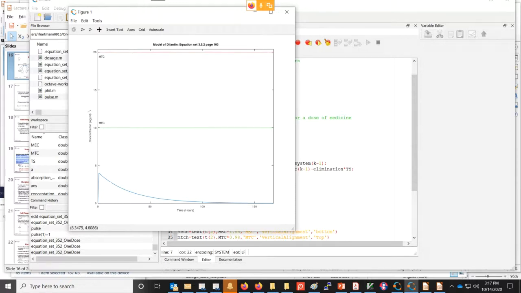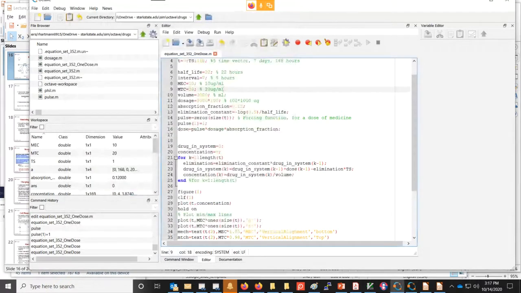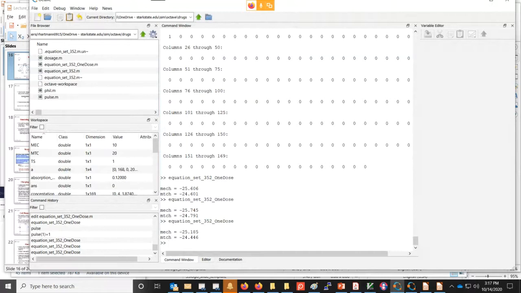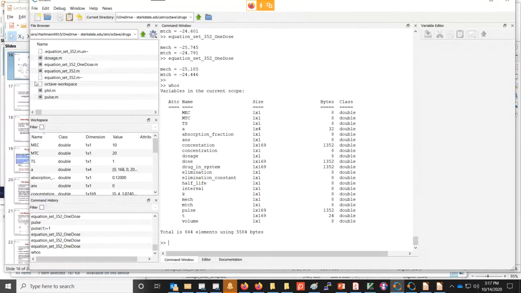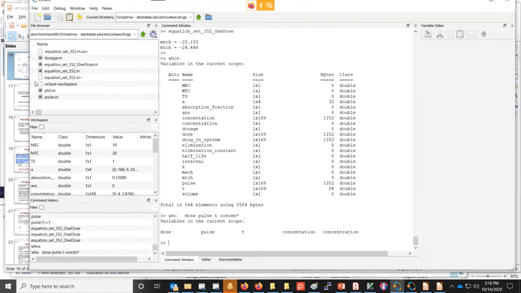Okay, but that's with a single pulse. So if we just look, come over to your command window, and you can run the whos command, and you can look at the size of vectors and things, right? And you don't want to look at them all a lot of times. So I want to look at, say, my dose, and the pulse, and my T, and maybe my concentration. I'm going to spell it out. I'll just put a star there.